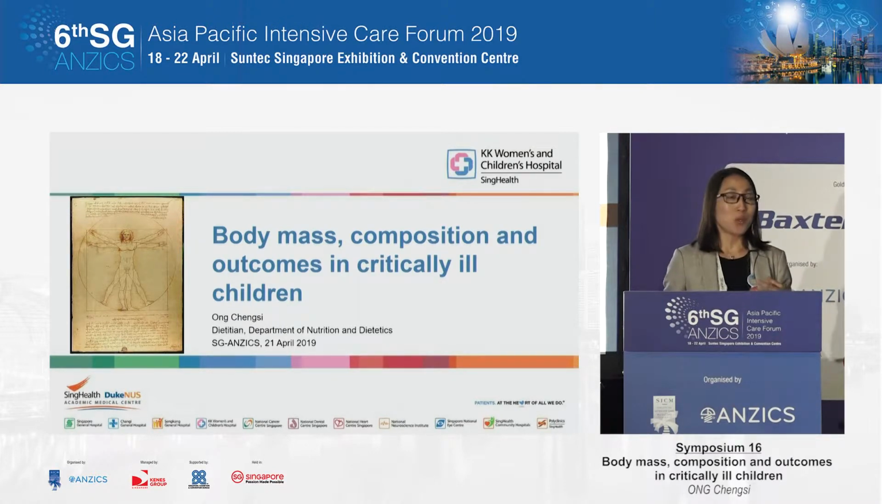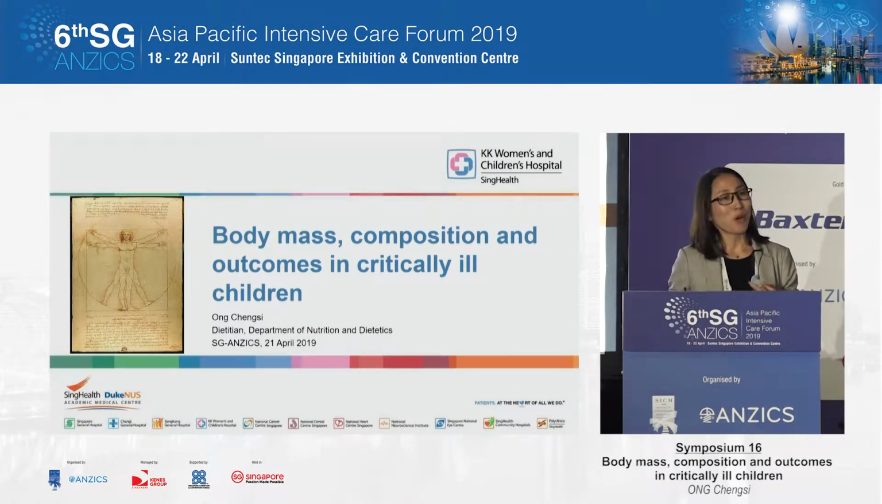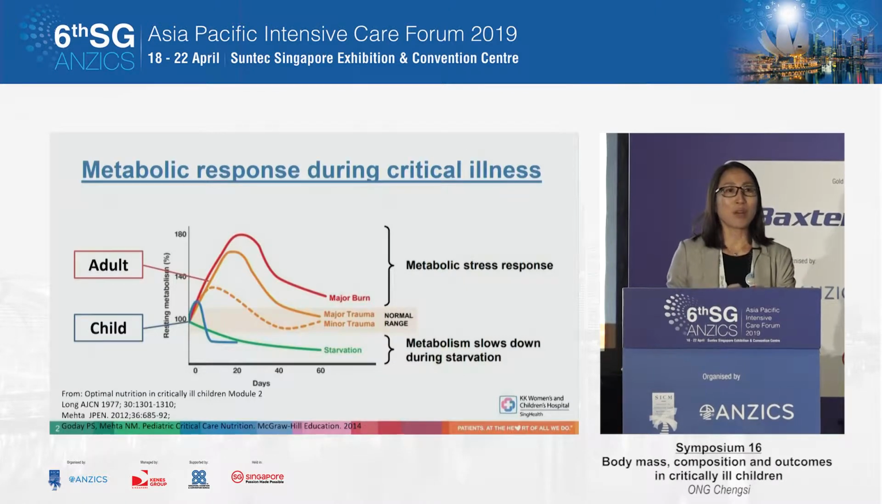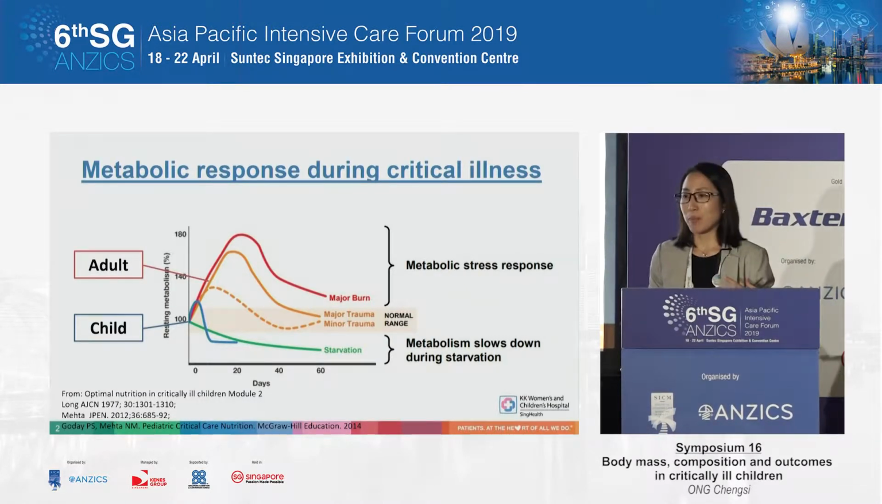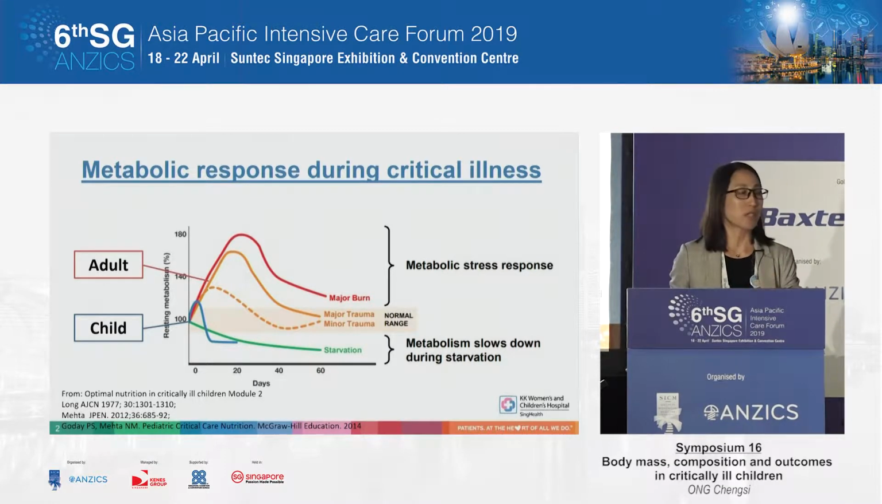So what I'm going to try to do is present a little bit of the newer information that I have on body mass, talk a little bit about body composition, which I've been trying to study for the past 4 years, and link them all to the outcomes in critically ill children. So the reason why we're talking about body mass in the first place is because of the metabolic response during critical illness.